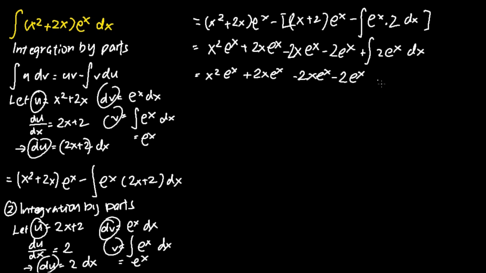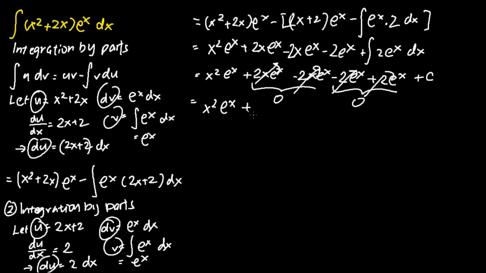The integral of 2 times e to the power x dx is basically just 2 e to the power x. And once again, from here, the answer can be further simplified because the second and the third term can cancel out each other, and the fourth and the fifth term can cancel out each other. And the final answer to the integral of x squared plus 2x e to the power x dx as created by ChatGPT is basically just x squared e to the power x plus c.